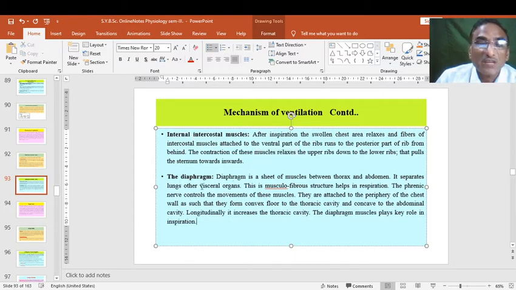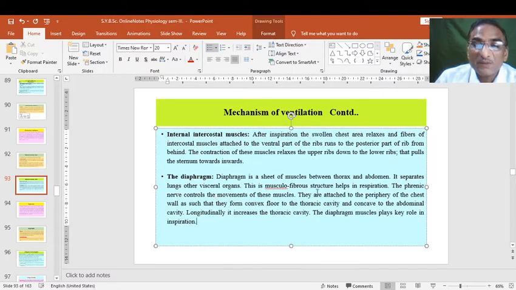Then what is the role of the diaphragm? The diaphragm is at the lower side of the chest. The diaphragm is a sheet of muscles between the thorax and abdomen, or we can say the diaphragm separates the thorax and abdomen by a membrane-like sheet. We can say a hard sheet. It separates the lungs from other visceral organs.